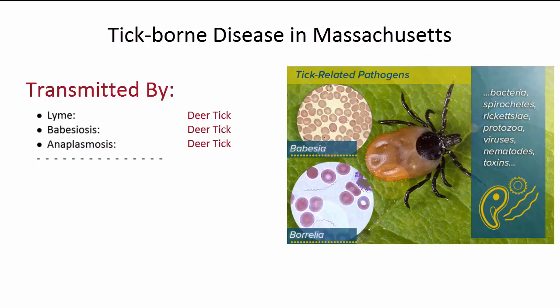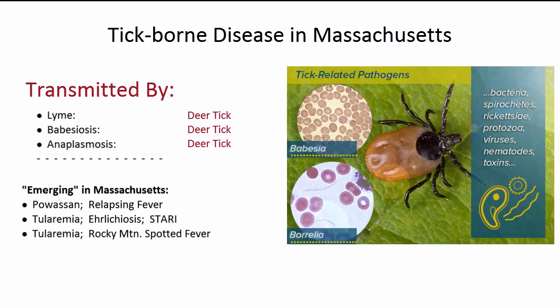While currently very rare in Massachusetts, other tick-borne diseases are potentially emerging in number. Other diseases spread by deer ticks include Powassan and relapsing fever. Lone star ticks can serve as vectors for tularemia, ehrlichiosis, and STARI, or southern tick-associated rash illness. Dog ticks can spread tularemia and Rocky Mountain spotted fever.